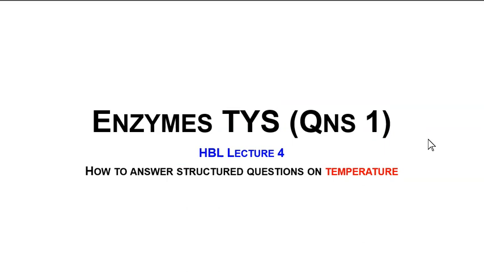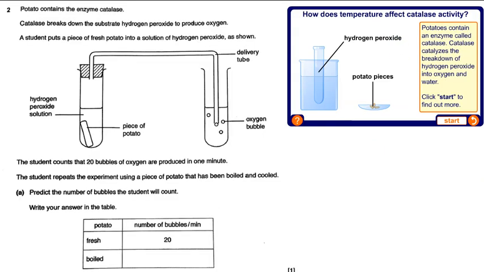Alright, so this is the question that you will see in your 10-year series. So let's read the question. Potato contains the enzyme catalase. Now this might look very familiar because in your video, you actually saw that they use hydrogen peroxide as well as potato. So this should not be a difficult question for you to understand. So this potato, which is here, contains the enzyme catalase. Okay, now catalase breaks down the substrate hydrogen peroxide to produce oxygen.